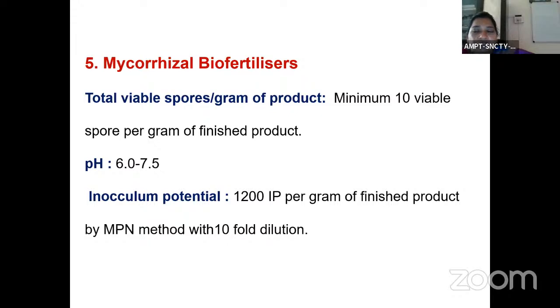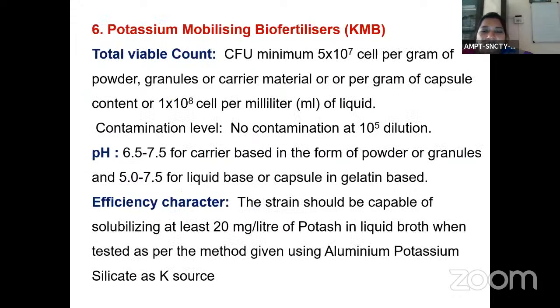The pH should be 6 to 7.5. The inoculum potential we have to check is 1200 IP per gram, infection propagules per gram of finished product. By most probable number, we have to check the efficiency with tenfold dilution. Then the sixth one is potassium mobilizing bacteria. The viable count should be 5 into 10 to the power of 7 for carrier. For liquid, it will be 1 into 10 to the power of 8. pH should be 6.5 to 7.5. Contamination level: no contamination at 10 to the power of 5 dilution.